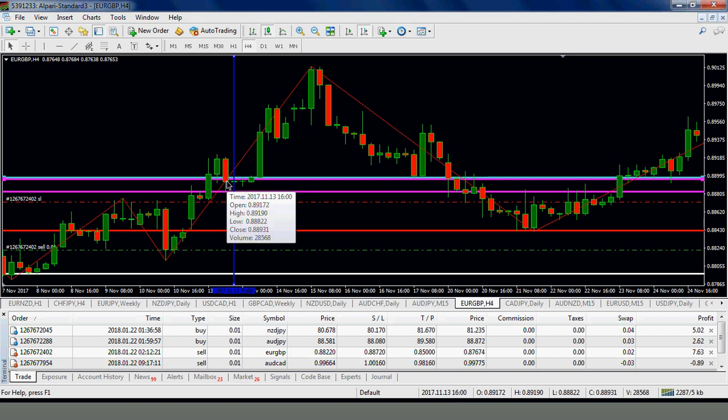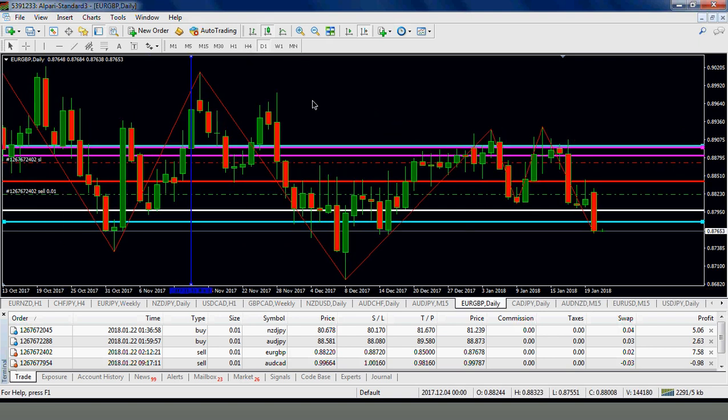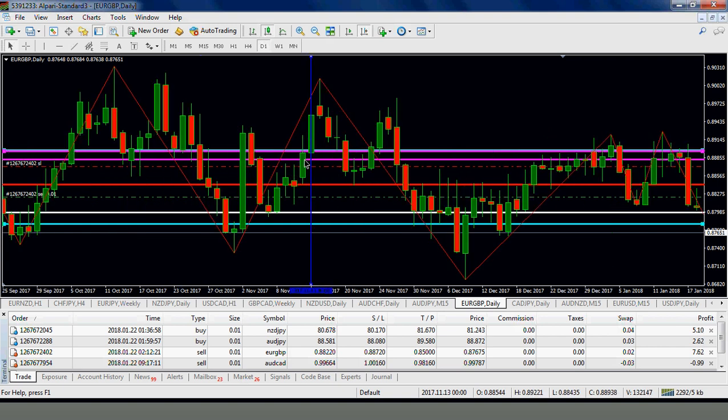Okay, this is 16 to 20, and this is 20 to 24. So it's at the close of this candlestick. I have any information for the daily candlestick. So I go to my daily. Okay, so this is the candlestick.